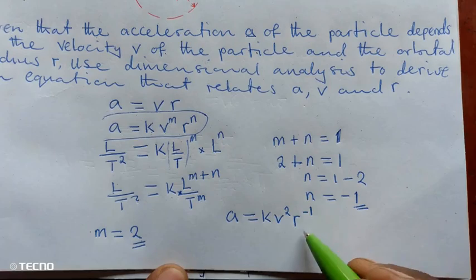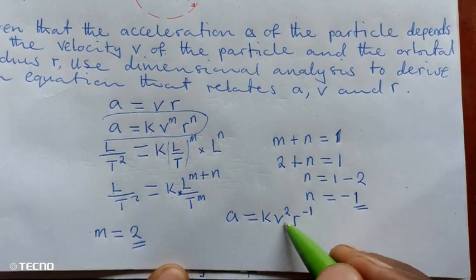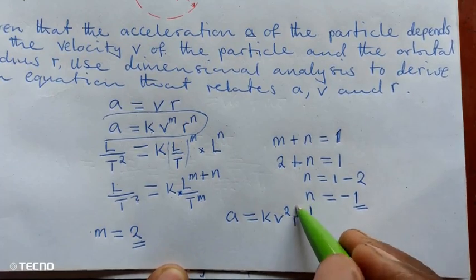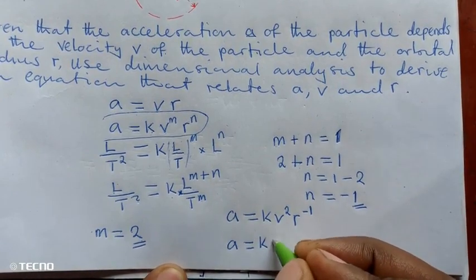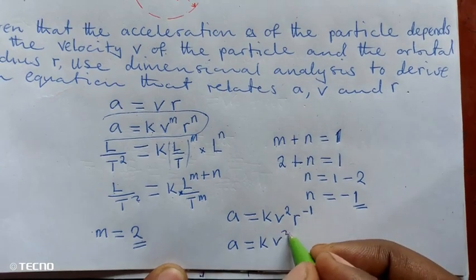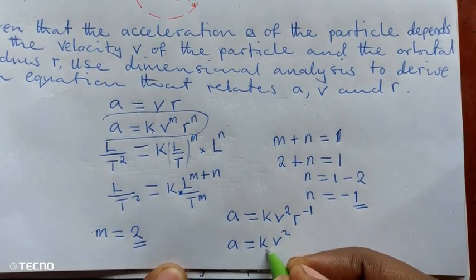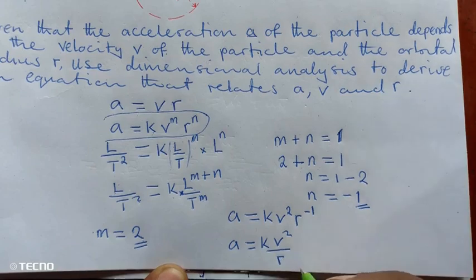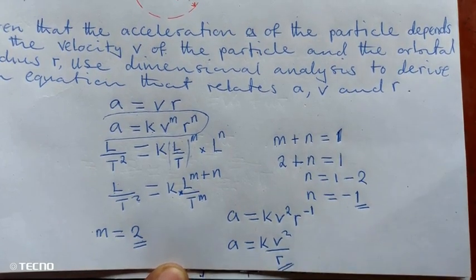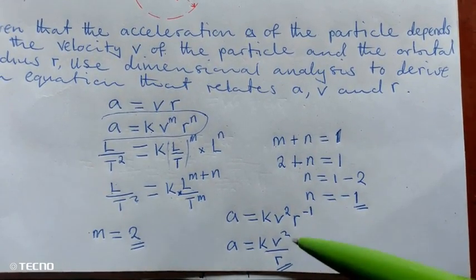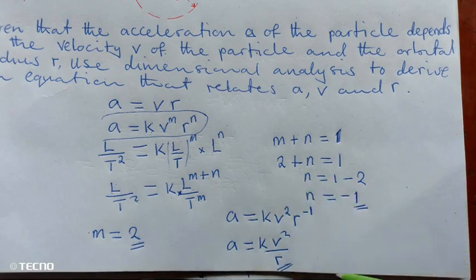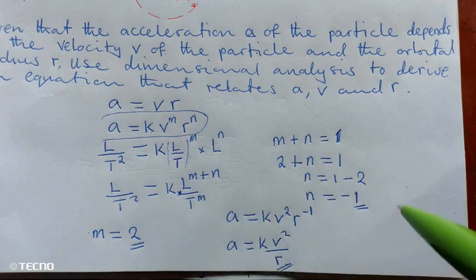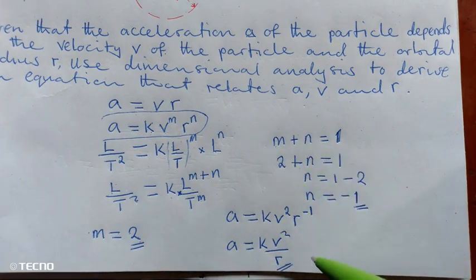Now we know that any number raised to a negative power is a fraction. So rewriting this to leave it in a positive form, we'll say a is equal to k v squared over r. This is how we can write the expression, the relationship of a, v and r. This is the final answer. This is how you can answer questions that ask you to show the relationship between different variables.